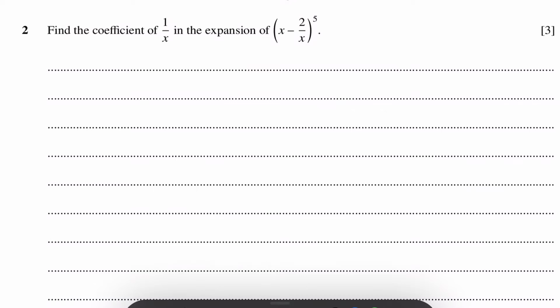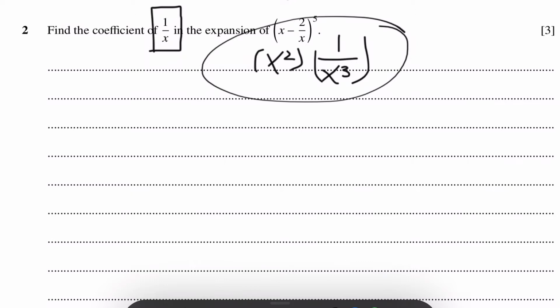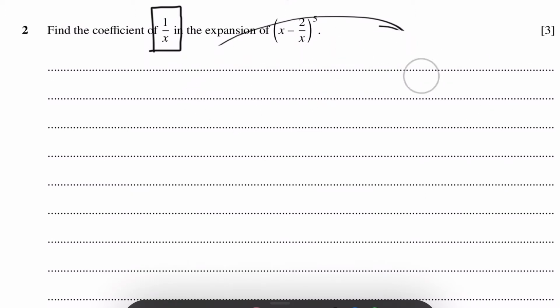For number 2, what you want to do first is to find the numbers that will make 1 over x when you multiply them together. So it will be x squared multiplied by 1 over x cubed. So to find this, you will need to use combination, and that is what we'll do now.